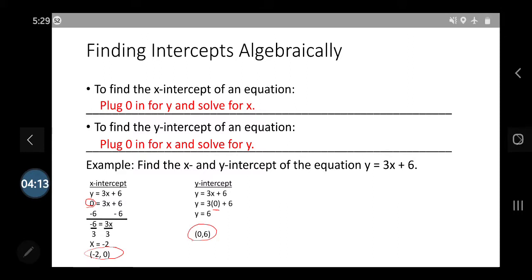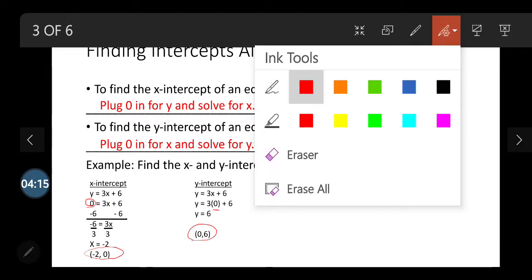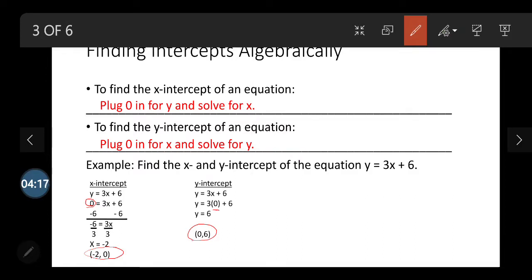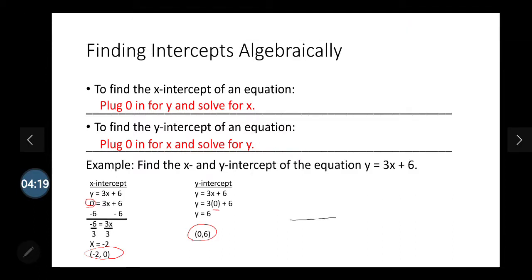So let's see, what would that graph look like? Let's just sketch it real quick. Roughly draw a coordinate plane.